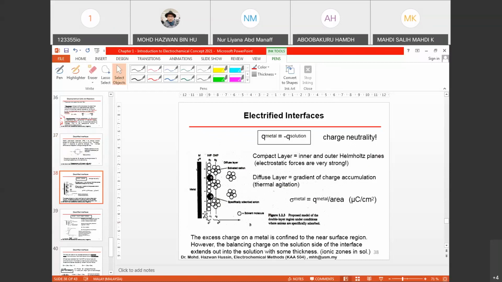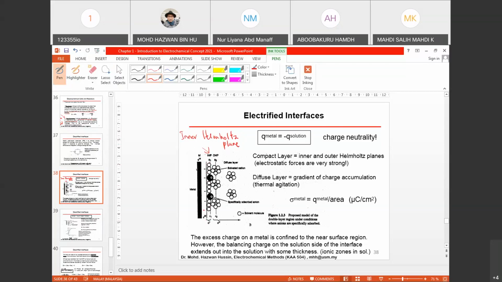You have a metal dipped in electrolyte. What will happen is the electrode will be oxidized, forming a positive charge, and it will attract the negatively charged ions. So the adsorption will occur on the surface at the inner Helmholtz plane, IHP. You will hear this all over again, IHP, inner Helmholtz plane.